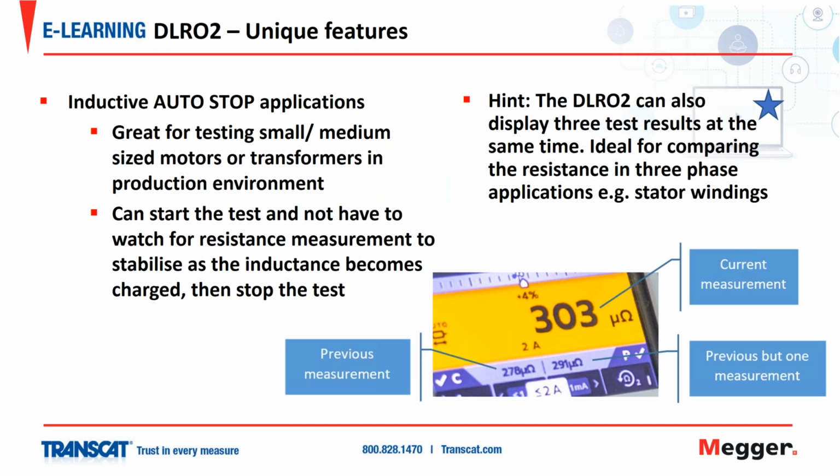Some applications for that, it's great for testing small to medium-sized motors or transformers in a production environment. Again, you can start the test, not have to watch for the resistance to stabilize as the inductance becomes charged. One other feature here, the DLR02 can display 3 test results at the same time. So this is perfect for applications where you have 3-phase, as for example, stator windings on a motor. You can look at all 3 of those phases on the screen at one time.